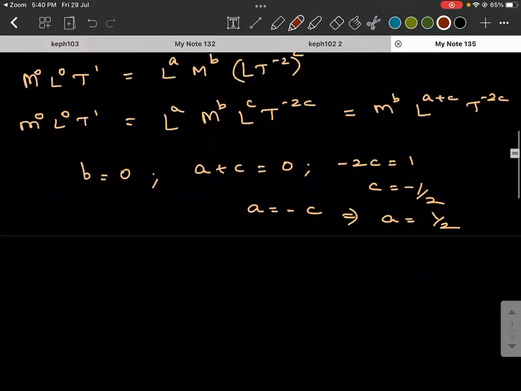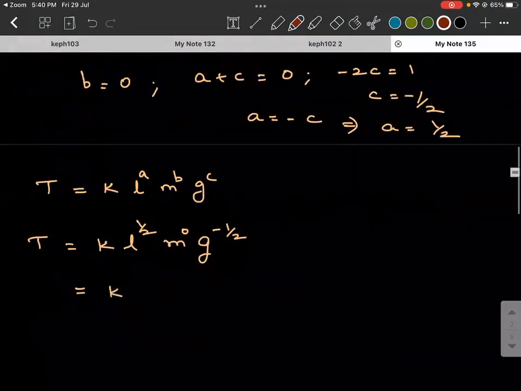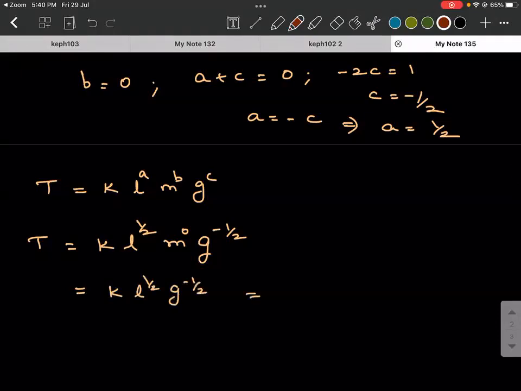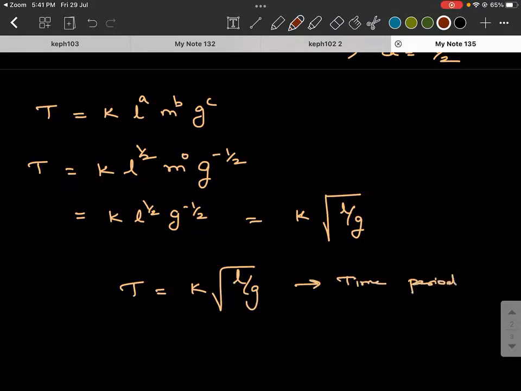Is that right? So T will be equal to K times L power A, M power B, G power C. So T is equal to K into L power, what is A? Half. M power, what is B? 0. What is C? Minus half. So this will be equal to K into L power half into G power minus half, or this will be K into root of L divided by G, and T is equal to K times root L by G. What is that? The time period of a simple pendulum.